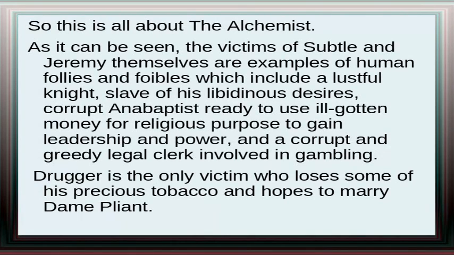As can be seen, the victims of Subtle and Jeremy themselves are examples of human follies and foibles, which include a lustful knight, slave of his libidinous desires, a corrupt Anabaptist, ready to use ill-gotten money for religious purposes, and a corrupt and greedy legal clerk involved in gambling. Drugger is the only victim who loses some of his precious tobacco and hopes to marry Dame Pliant.